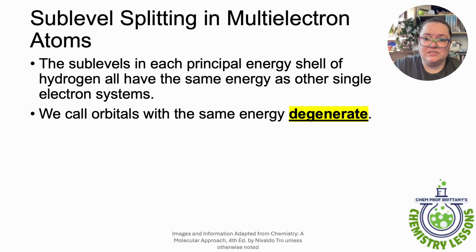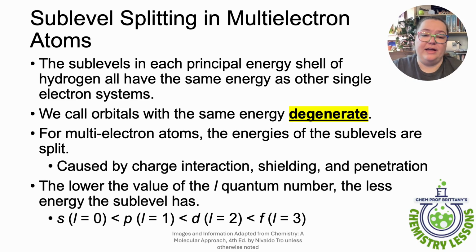So the sublevels in each principal energy shell of hydrogen all have the same energy, as in other single electron systems. We call orbitals with the same energy degenerate orbitals. For multi-electron atoms, the energies of the sublevels are split. This is caused by charge interaction, shielding, and penetration.